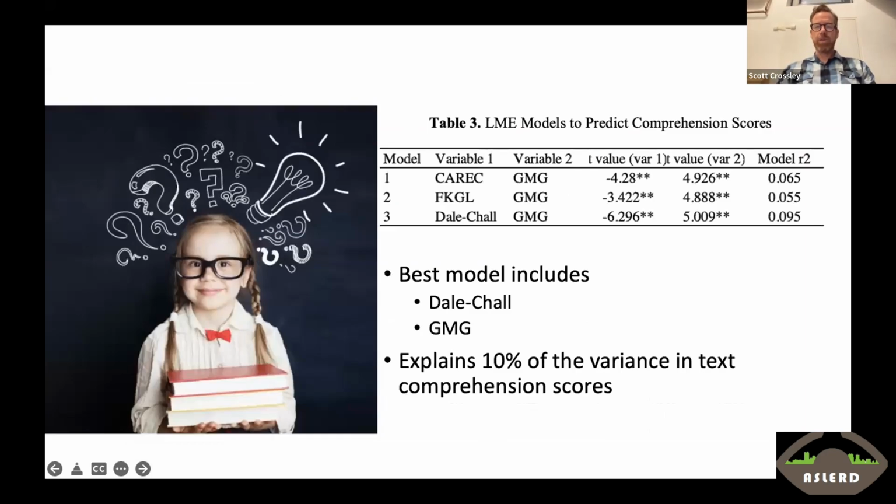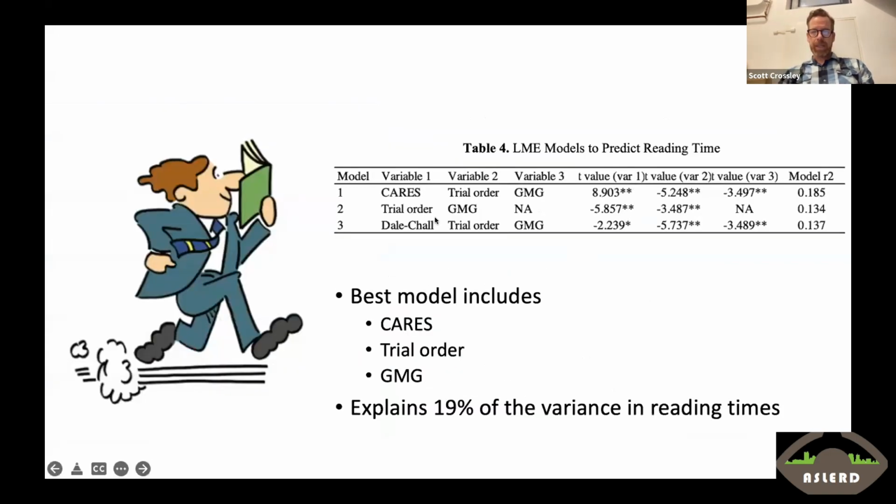So we threw these into LME models to basically predict comprehension scores. And we can see here in the upper right are three models. The first model is with Carrick, the second model is with Flesch-Kincaid grade level, the third model is with Dahl-Chall. Those variables were included, as was Gates-McGinty. And this is basically the R-square, how much variance was explained. The best model was with the Dahl-Chall and the Gates-McGinty. It explained about 10% of the variance. This was for predicting reading time. In some cases here, we had three variables: CARES, trial order, and Gates-McGinty, or Dahl-Chall, trial order, and Gates-McGinty.